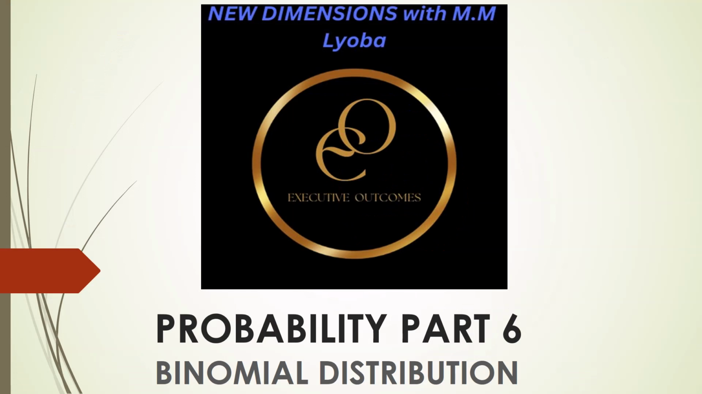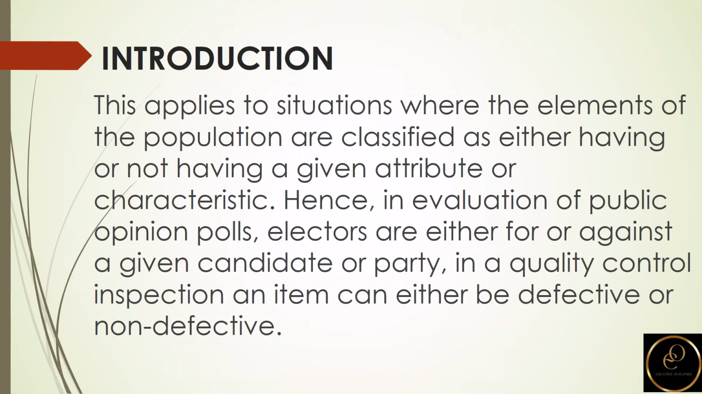Okay. So today we are going to look at probability, which is part 6. Under this probability, we have binomial distribution. As a matter of introduction, this binomial distribution applies to situations where elements of the population are classified as either having or not having a given attribute or characteristic.